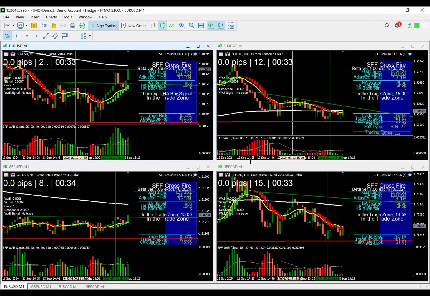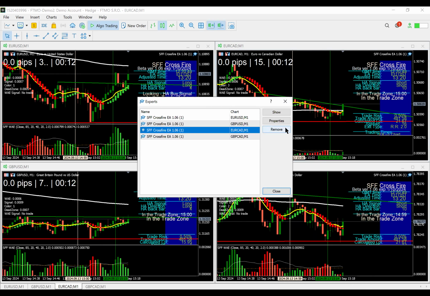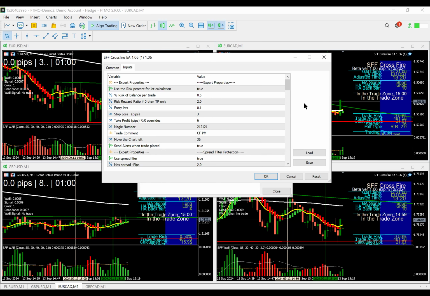So I'm going to look at my settings and go through them because I think I'm ready to publish my settings now. Based on what happened this morning, I think we've actually got to the point where we're a lot more comfortable with the settings. So click on expert list, properties. I've made this smaller so that I can concentrate on just a few items at a time.